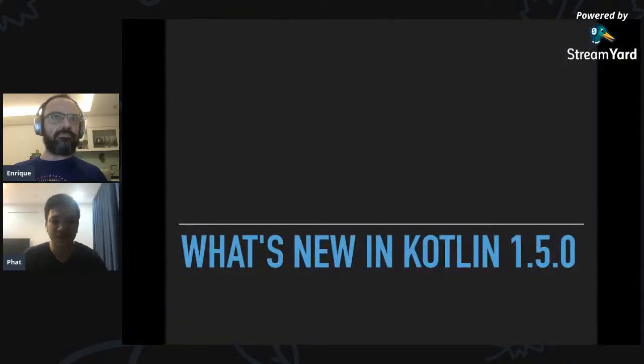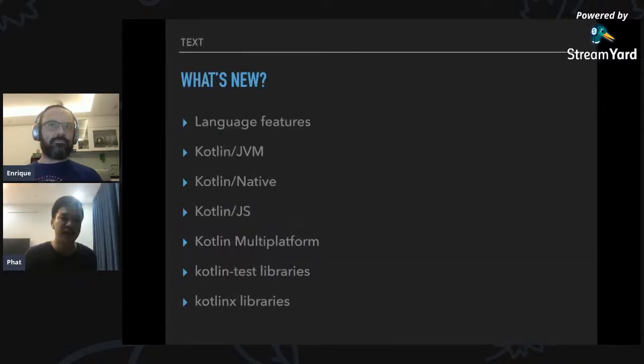Thanks, Enrique, for the introduction, and thanks everyone for joining. It's 11 p.m. now. We are in Vietnam right now, and today we are going to talk about what's new in Kotlin 1.5.0. What we want to achieve in the presentation is giving you the key highlights in terms of the language features of Kotlin JVM, native, and JS. Later on, Enrique will cover multiplatform and the Kotlin test library, and also the kotlinx libraries as well.